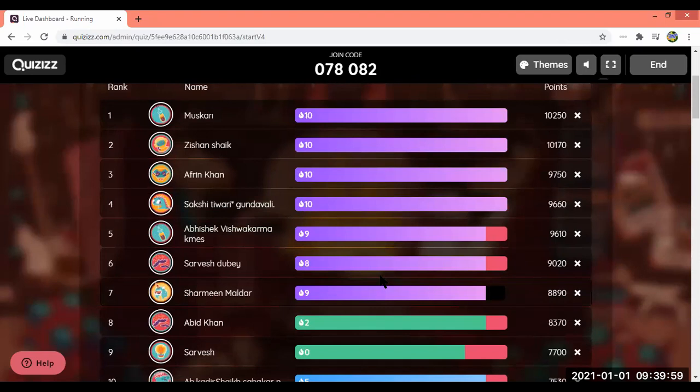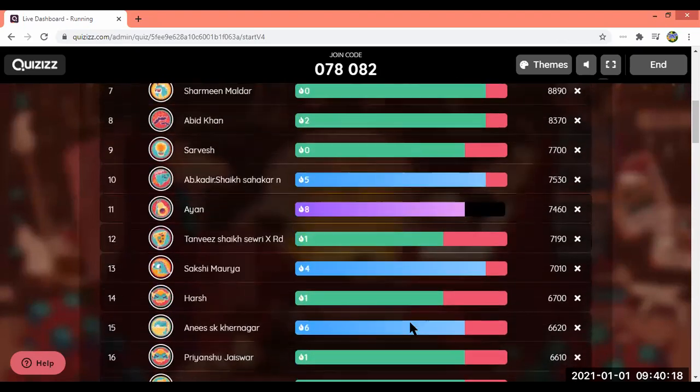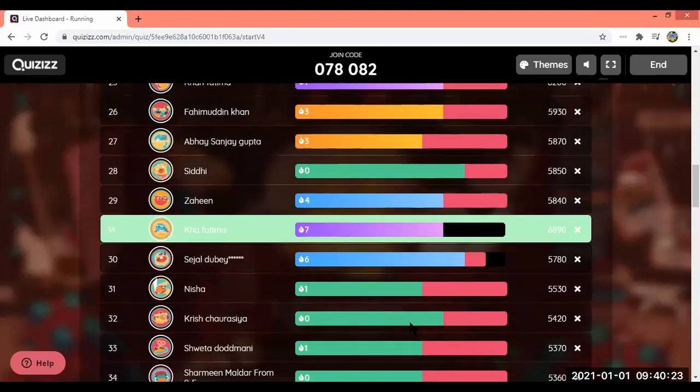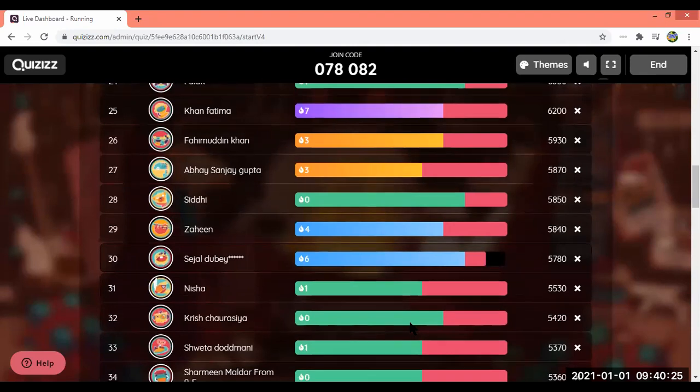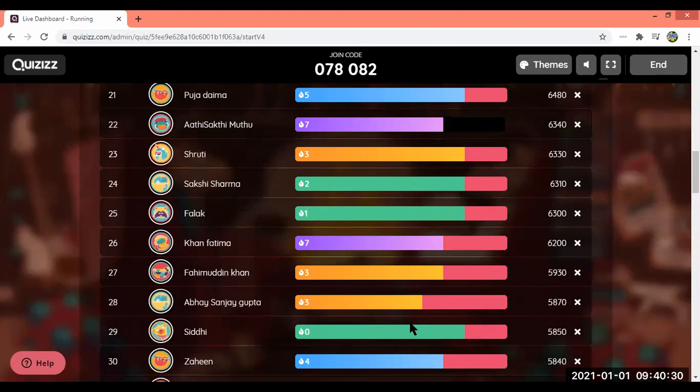And here I can see there are 4 students with 100%: Sakshi Tiwari, Afrin Khan, Jishan Sheikh, and Muskan. Okay, we wait for another 20 seconds. Ayan is doing great, all 8 questions right so far. 2 more questions to go, Ayan. And Fatima also has got all correct so far. One more student, Adi Shakti. Yes.